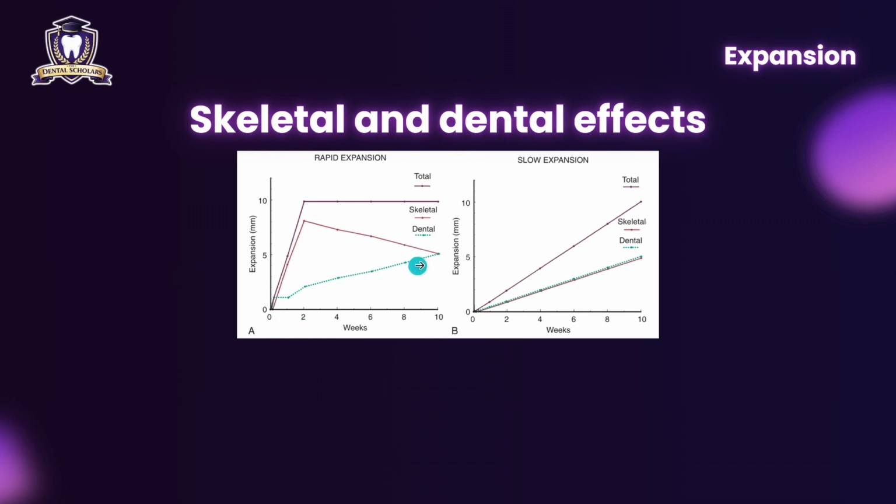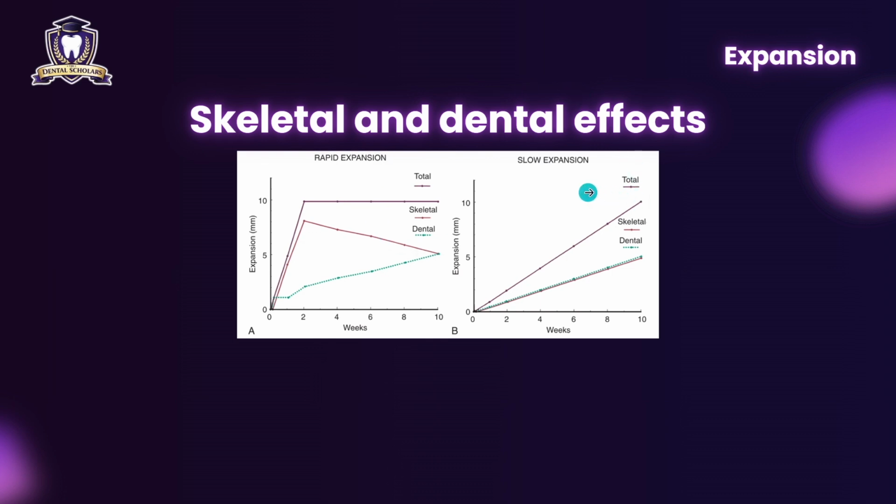Now let us go to the green dotted line, which is the dental expansion. So initially the dental movement is very less. Later the teeth begin to tip outward gradually so that the dental contribution increases slowly. Finally, the skeletal expansion becomes around 5 mm and the dental expansion is also around 5 mm and the total expansion remains at 10 mm.